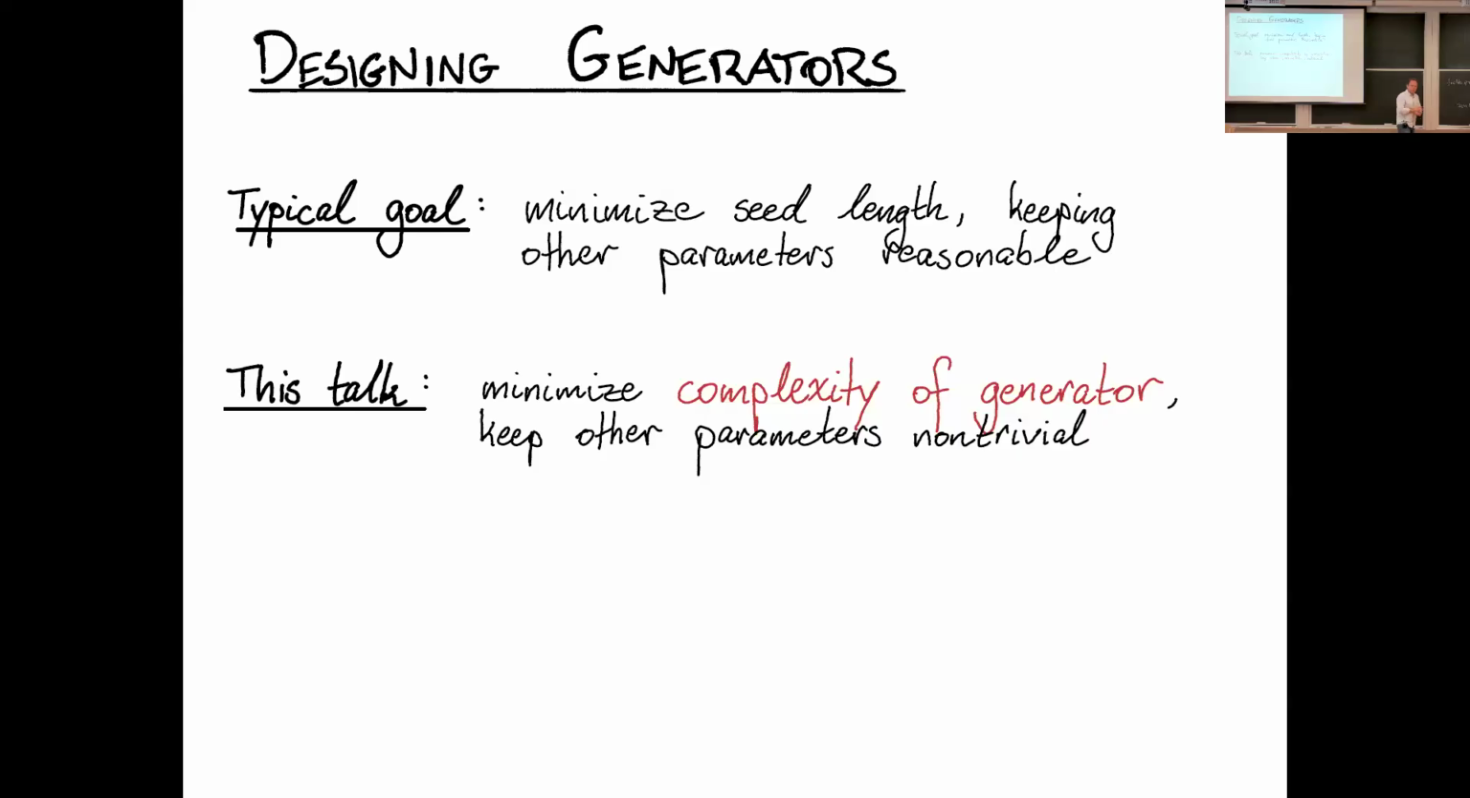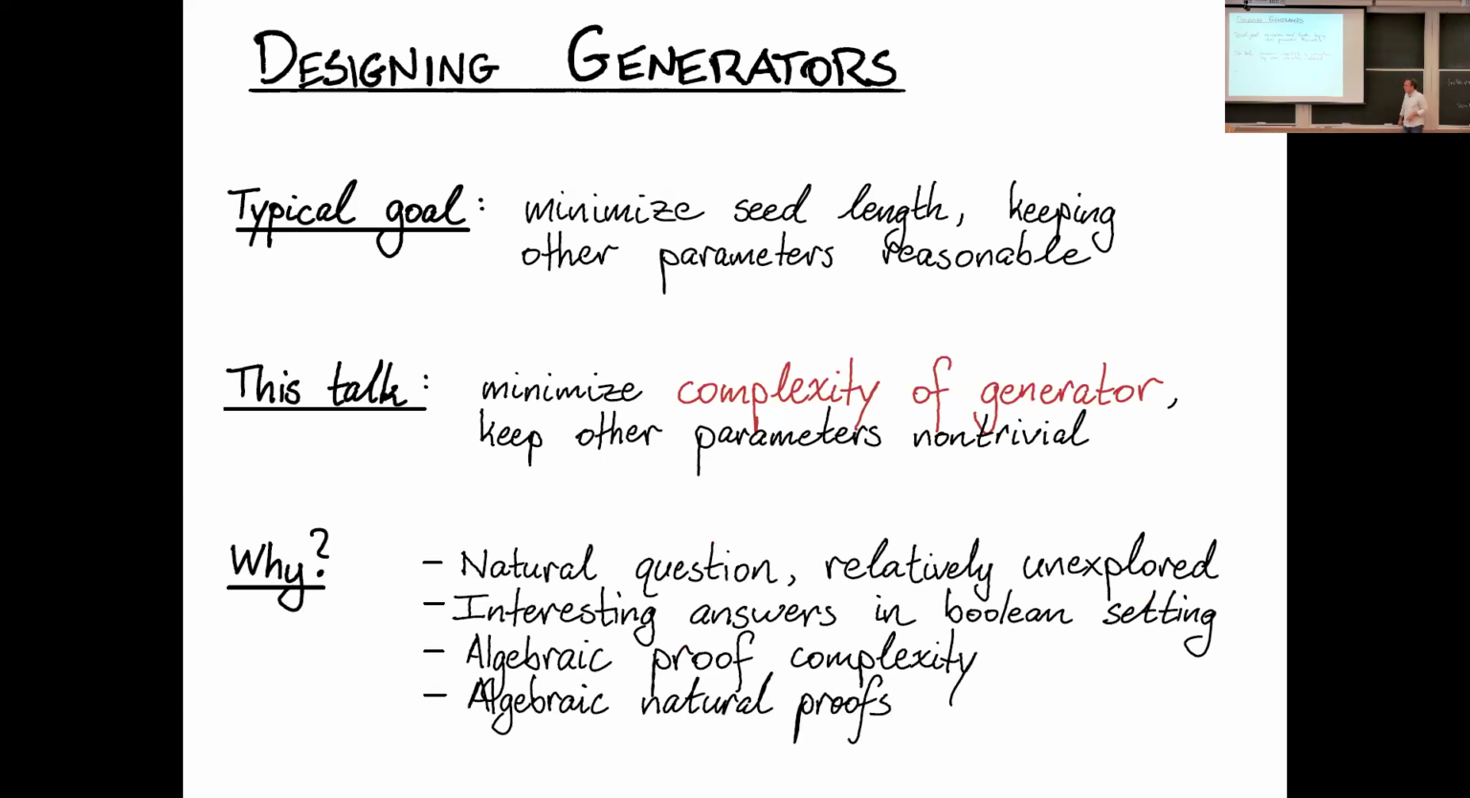And in this talk, I want to do something different. I want to focus on the complexity of the generator itself. So that I want to take as the first class concern. We're going to minimize the complexity of the generator as much as we can, and just try to keep the other parameters of the generator non-trivial. Of course, we'd like to get the other parameters as efficient as possible, but really I want to take the complexity of the generator to be our first class concern.